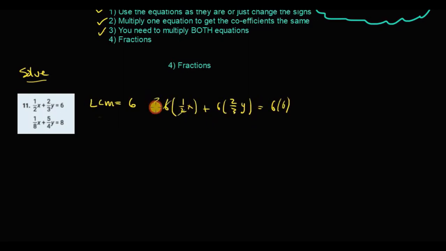Now 2 goes into 6 3 times. That's going to give me 3 multiplied by 1x, 3x. 3 goes into 6 twice. That's going to give me 2 by 2, which is 4y. And 6 by 6 is 36.